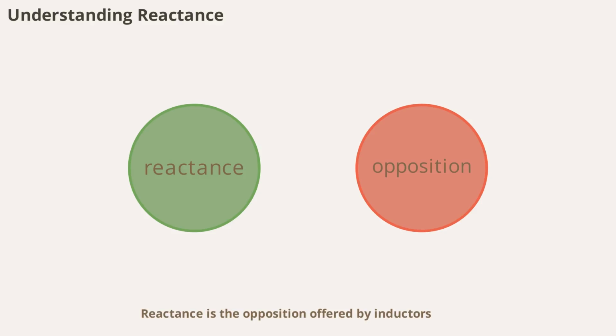Reactance is the opposition offered by inductors and capacitors to the flow of alternating current. Unlike resistance, which dissipates energy, reactance stores and releases energy in magnetic or electric fields. Inductive reactance increases with frequency, while capacitive reactance decreases. The total reactance in a circuit determines how much the current is reduced and how much the phase is shifted. Reactance is measured in ohms, just like resistance, and is a key factor in designing AC circuits.